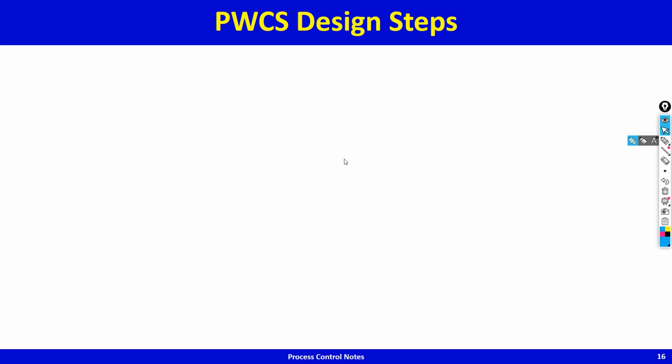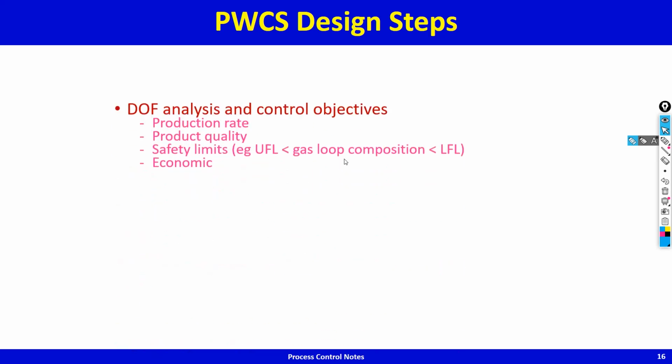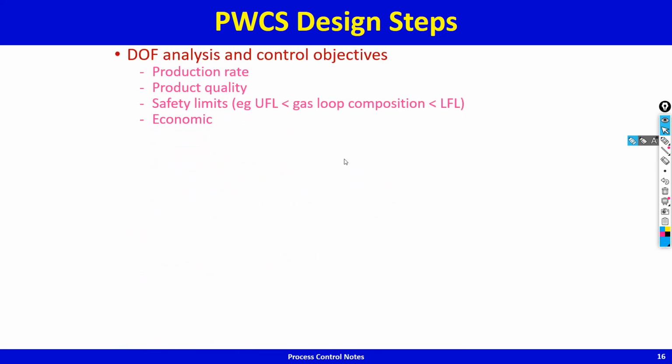So now I would like to summarize the plant-wide control system design steps. First step is always degrees of freedom analysis and seeing what your control objectives are. Control objectives are always: you have to have control of the production rate, you have to have tight quality control, you may also have safety limits.